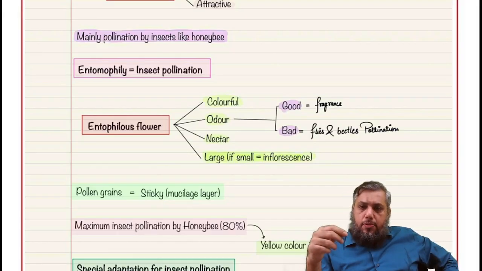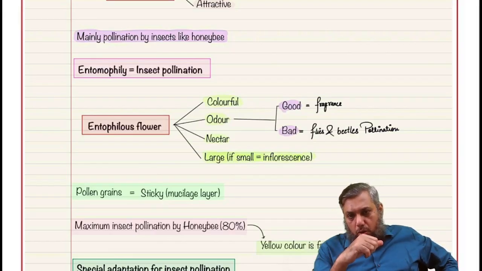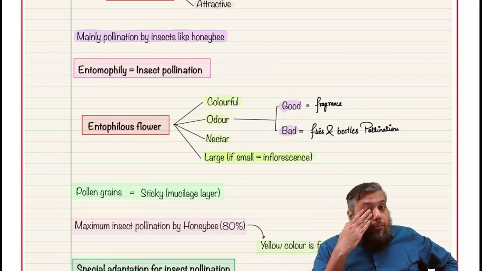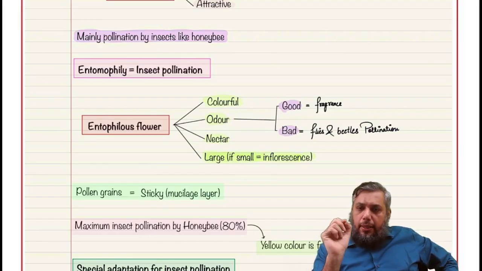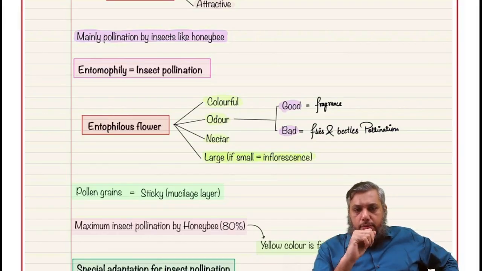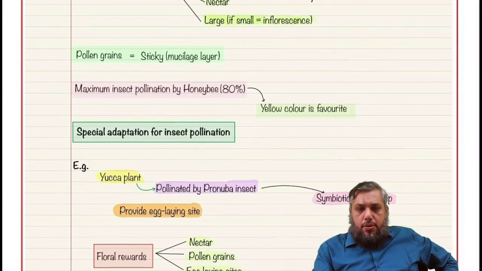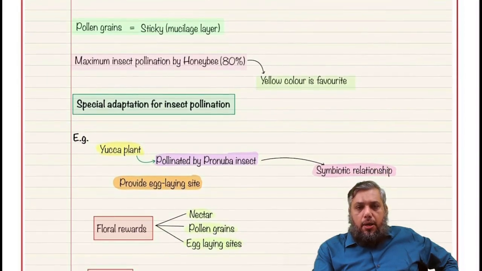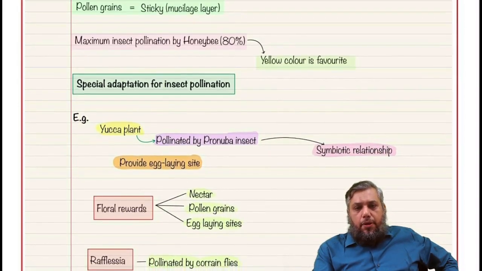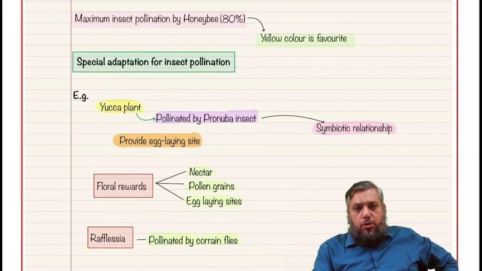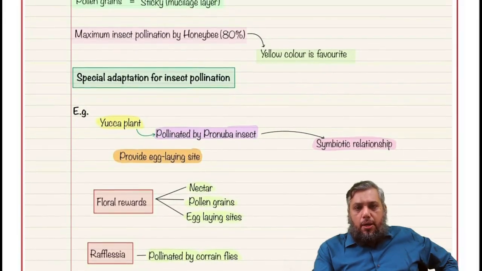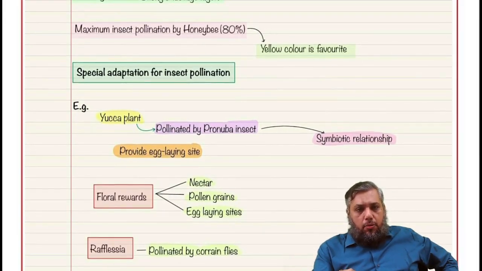The pollen grains are sticky with a mucilage layer so that these pollen grains can stick to the bodies of those insects. And maximum pollination among insects is done by honeybees, where 80% of insect pollination is done by honeybees. Okay.